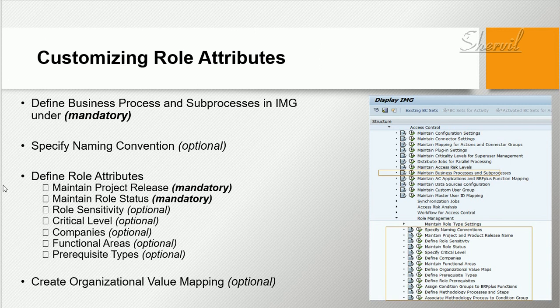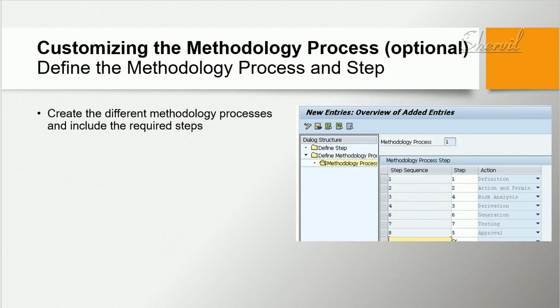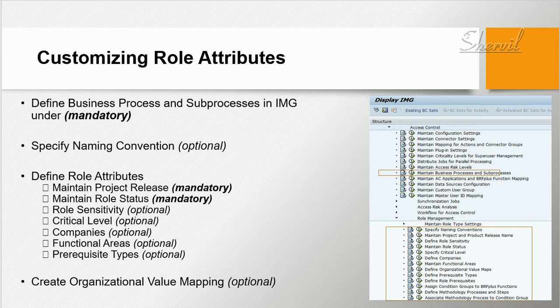Other role attributes that you have to maintain are in a project release, which is also mandatory. Role status is mandatory. Again, like I said, mandatory attributes can be used for MSMP flow. Role sensitivity, you can create critical levels, assign critical levels for the roles. Companies, you can create companies, functional areas, the roles that belong to certain functional areas, and what are the prerequisites for creating a role or assigning a role, basically. And then you can also do organizational mapping, the org level mapping that we do in roles. We can do that also.